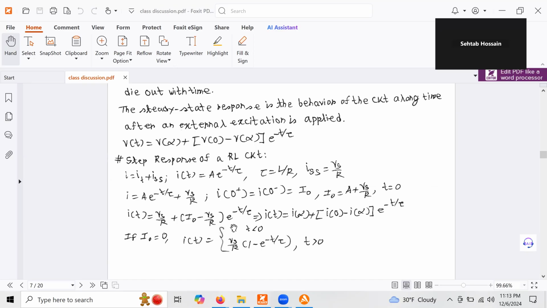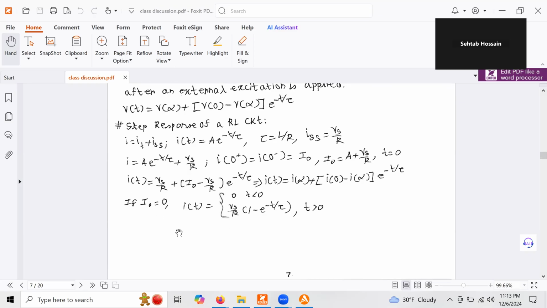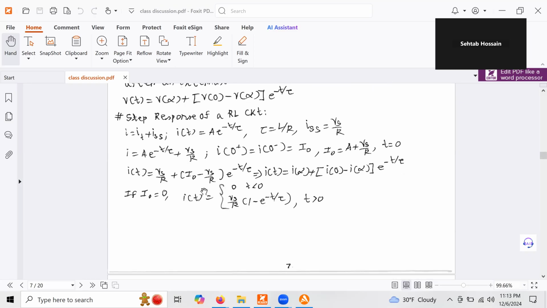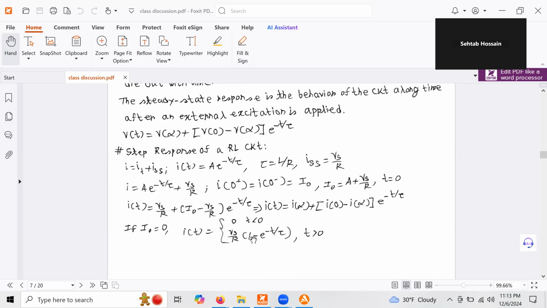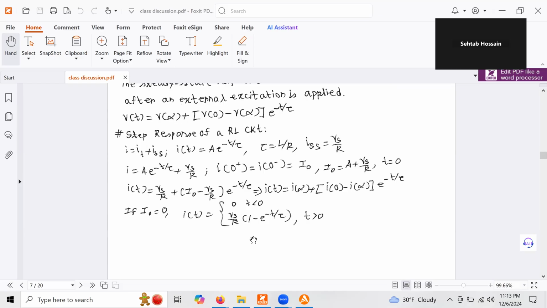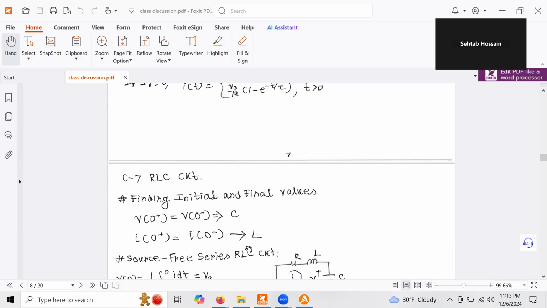Steady state response times exponential minus t over tau. So this is I infinity plus I0 minus I infinity times exponential minus t over tau. If I0 is 0, then the expression will be just like this. So this is the step response of an RL circuit.